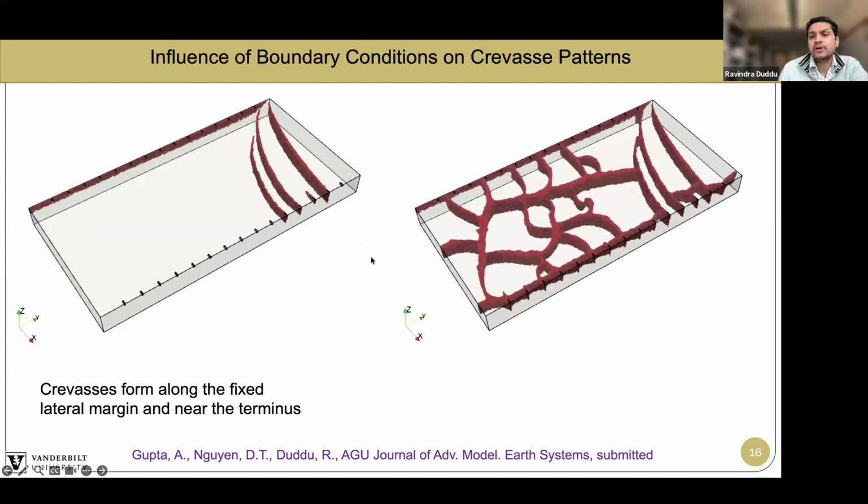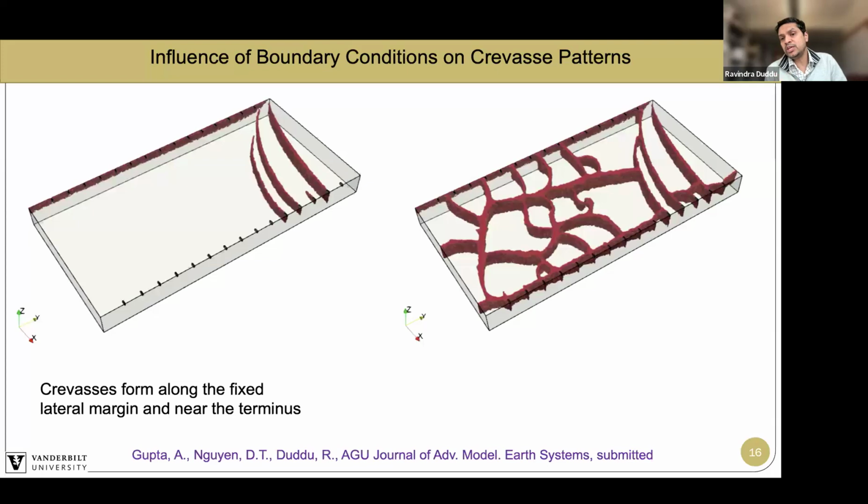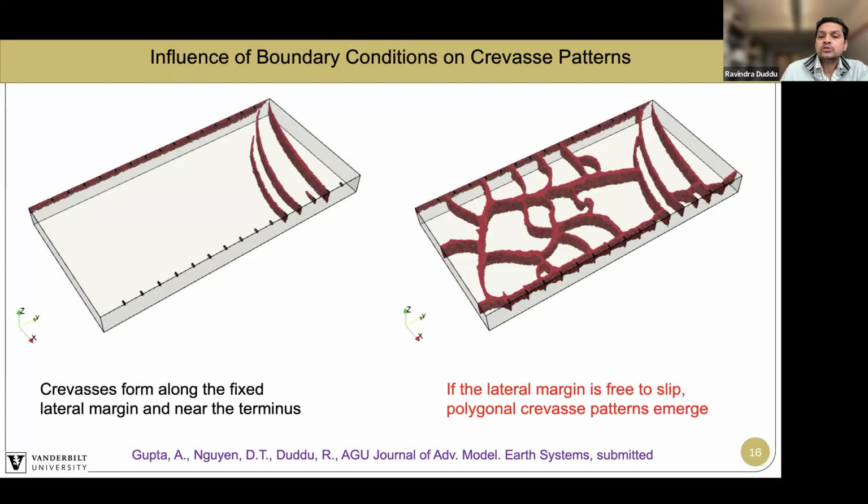Whereas if at that point something were to happen to the back boundary, and say the shear margin somehow becomes very weak, and so it becomes from fixed to free slip, then that changes the stress field so much that now you start getting these sorts of crack networks, crack branching in the rest of the glacier, because now the glacier is speeding up. So lateral margins, when suddenly they change from fixed to free slip, now you can get polygonal fracture patterns.